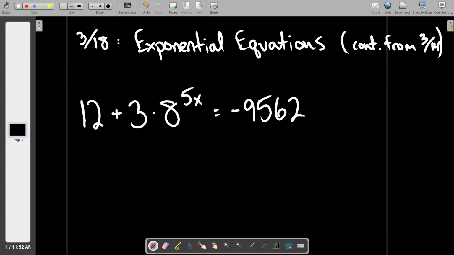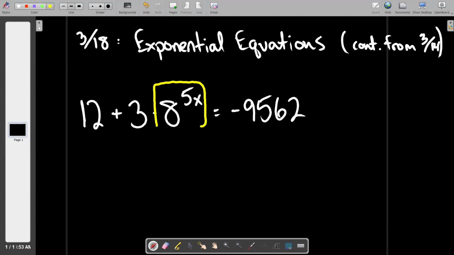To solve exponential equations, we're going to use that awesome property where we take the exponent and bring it down. But there are some things that have to happen first. And the big one, the battle cry for the next several days, is you got to get the power by itself.